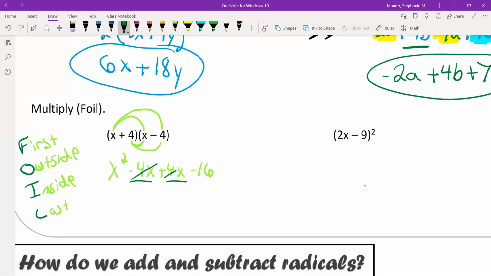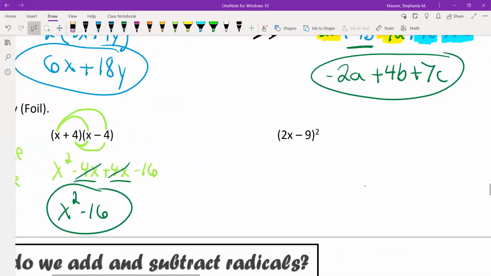So these actually cancel out because that's a negative 4x and a positive 4x, giving us our final answer of x squared minus 16. Now the second example, I'm not going to do all the way through at this moment, but I do want to point out that anytime you see that squared, a lot of times people are like, oh, I distribute. That's a big no-no, okay?